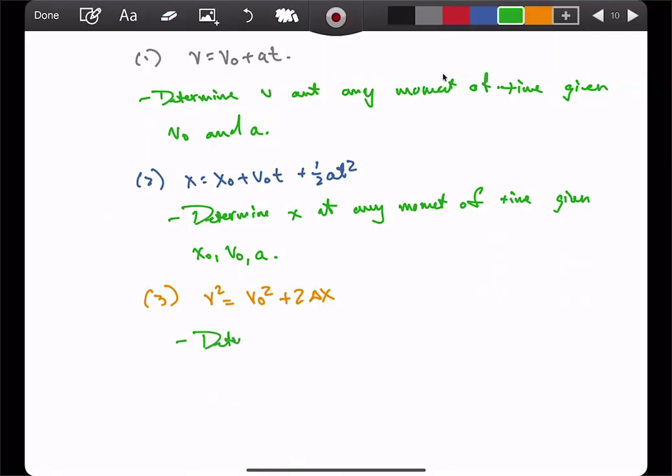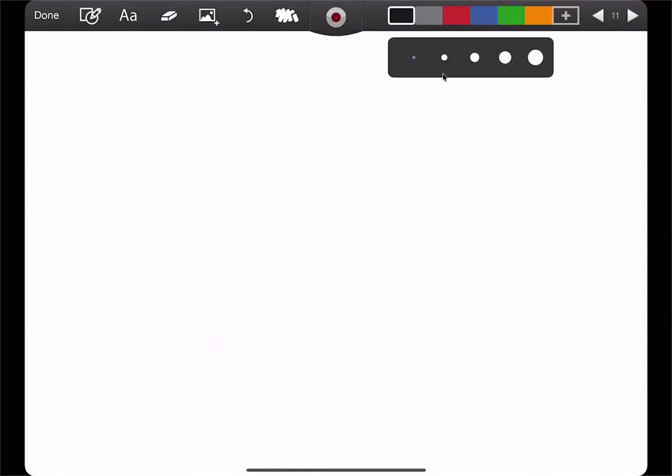So this says that we can determine our final velocity at any position given the initial velocity, the initial position, as well as the acceleration. Again, the third one is just a linear combination of the first two, which eliminates the time, and that's pretty much about it. So, let's do a couple of examples of this.